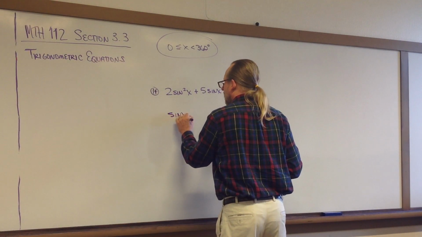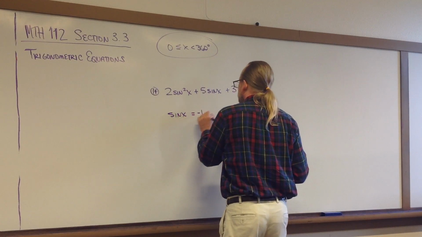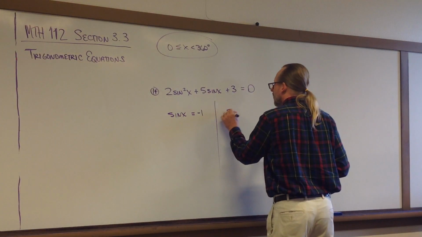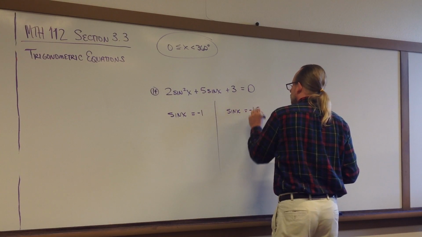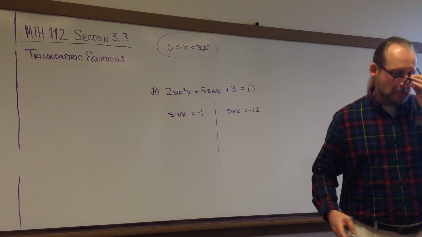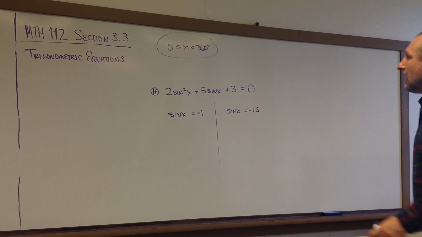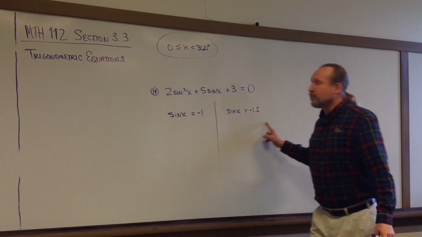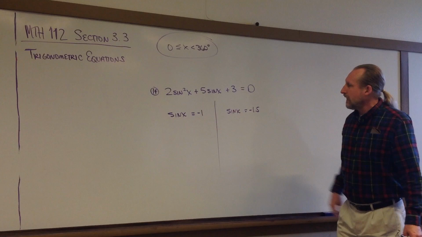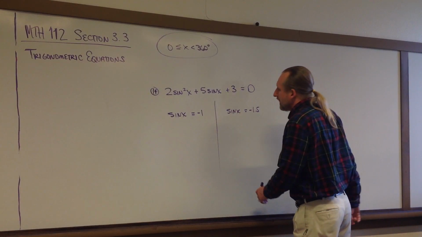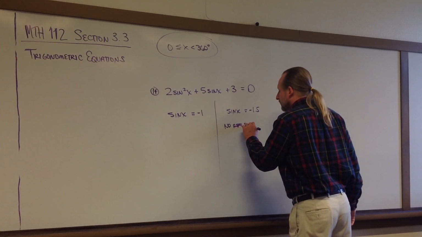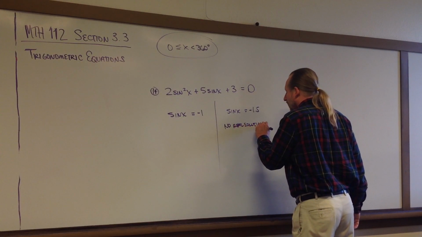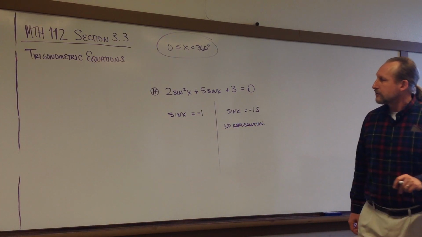We get sine x could be -1, or sine x could be -1.5. All right, well, the sine x is never -1.5 unless x is a complex valued angle, okay? So this one, no real solution. Right? There are complex valued solutions.